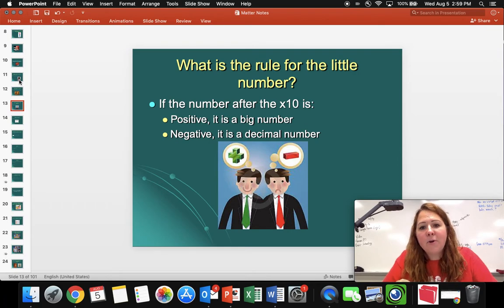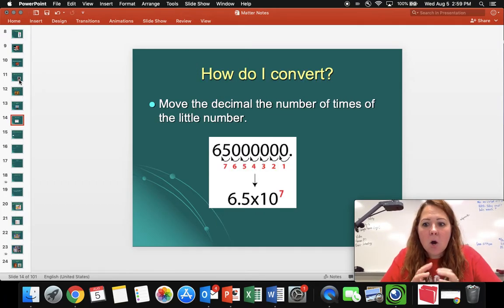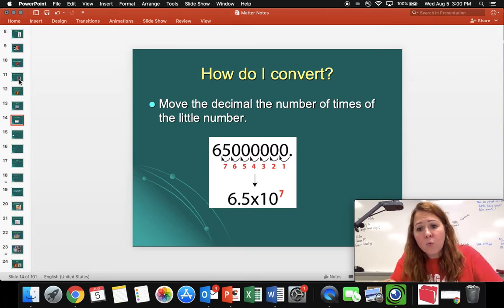Now the little number in your notes, it does just say little number. I tried to simplify it. That is your exponent number. But then you have your coefficient that's out front. In order to get that, you're going to take your original decimal place and you're going to move it until you have a single digit number. That's kind of the next slide. But you're going to move it over, and the exponent is how many times you actually moved your decimal place.